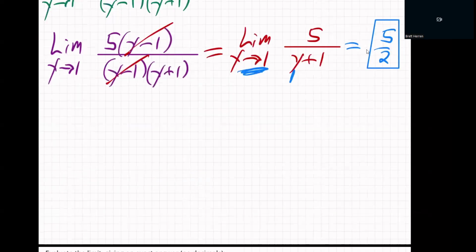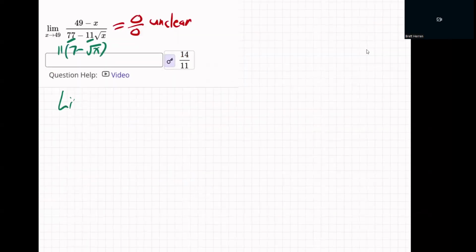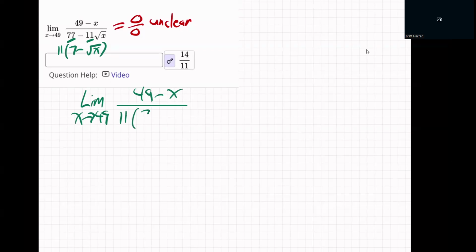Let me show you. So this will become the limit. In fact, let me move it. There we go. The limit as x goes to 49 of, and now we have 49 minus x, 11, 7 minus root x. Well, basically that 11, I'm going to take that 11 and put it out in the front. Just kind of move it right out there. Because why? Because it doesn't have an x, right? It's just a number. So it doesn't matter if it's in front of the limit, because the limit is stuff we're going to plug x into.